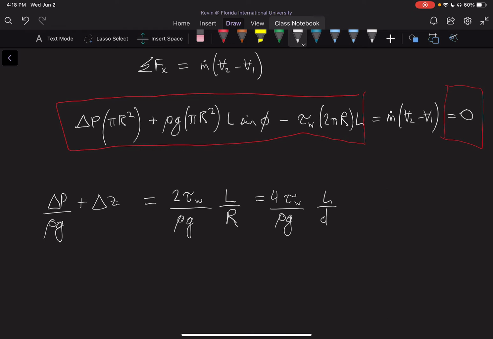So we were able to cancel out some terms in our equation above. I'll do it in green: we can cancel out our pi terms. We can also divide everything by rho g, so rho g is canceled from the middle term and goes under tau w. This is just to get the format right. And then L sine of phi is essentially our delta z.